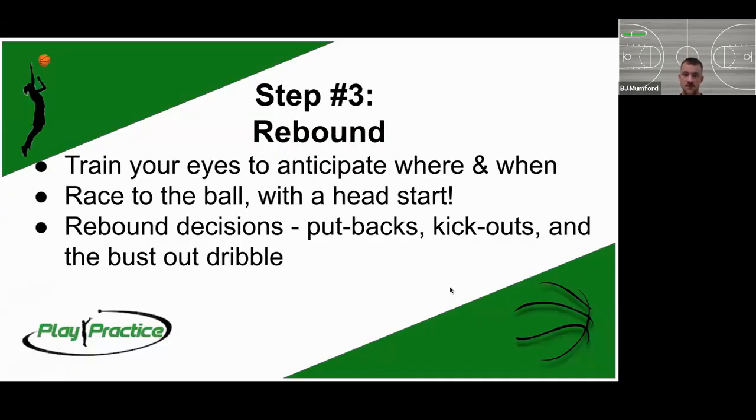So step number 3, rebound. First thing we're going to work on is training your eyes to anticipate where and when the ball is going to drop. And so getting really good at tracking the ball in the air, tracking how it's rotating in the air, how it's bouncing off the rim, starting to anticipate how the ball comes out of the shooter's hand and where they're shooting from to predict where it's going to end up, and using that kind of superpower advantage to have a head start to get to the right spot before anybody else, majority of the time.